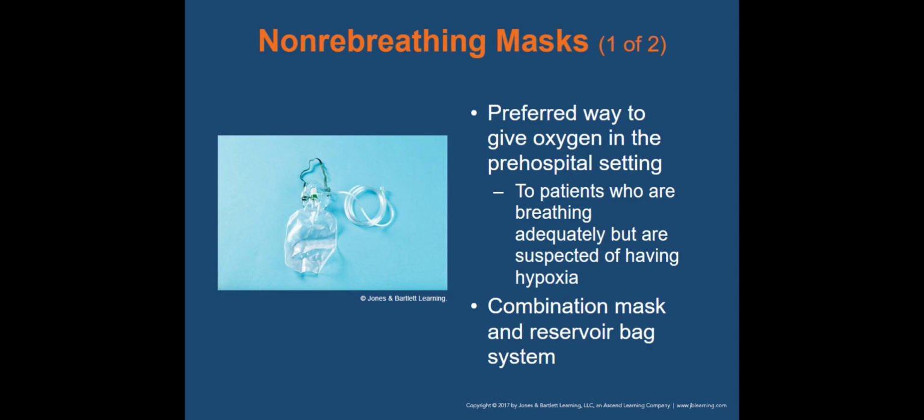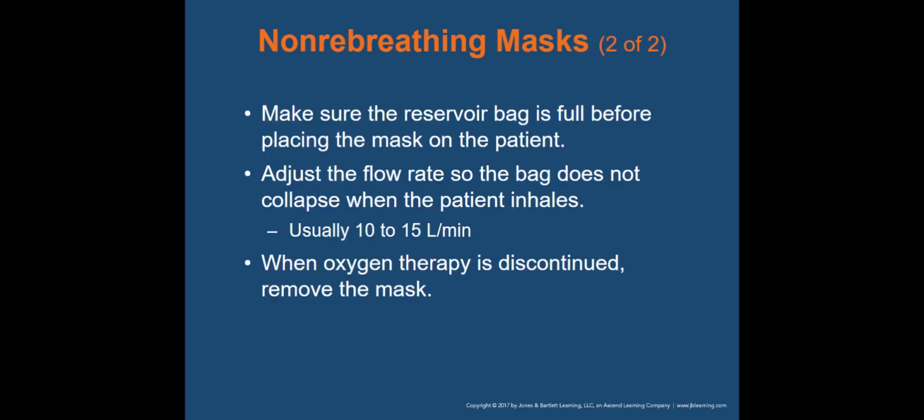Non-rebreather masks are the preferred way to give oxygen in the pre-hospital setting for those patients who are significantly hypoxic. For patients who are breathing adequately but have hypoxia, considering nasal cannula first may get them to that 94% or above. It's a combination mask and reservoir bag system. Whenever we work with our non-rebreather masks, we'll discuss how to make sure that the reservoir bag is inflated before you actually apply it to the patient. Adjust the flow rate so the bag does not collapse when the patient inhales, and again, that's usually 10 to 15 liters per minute. When oxygen therapy is discontinued, remove the mask.